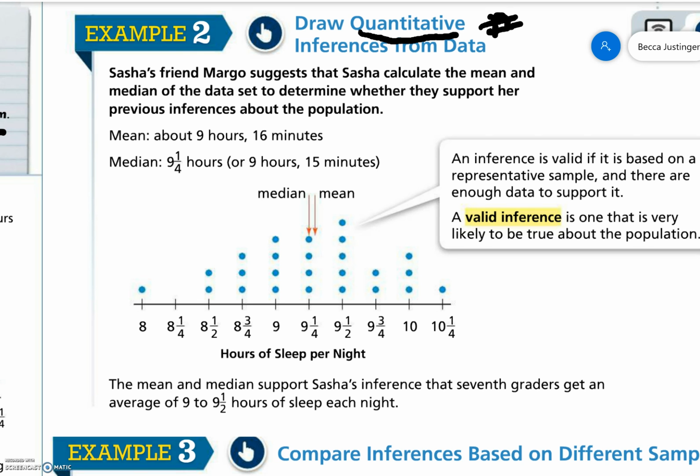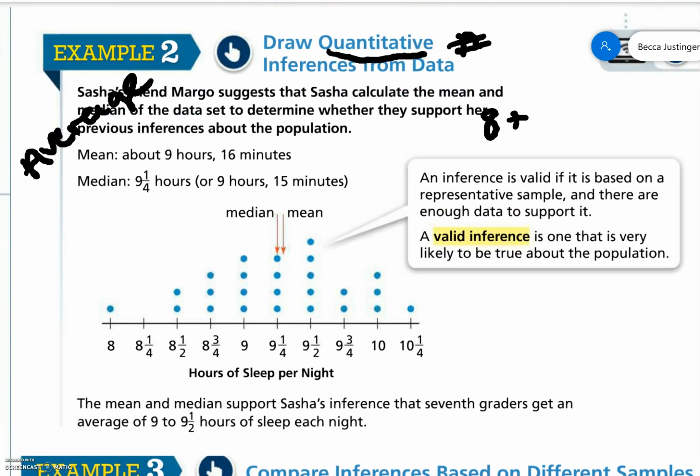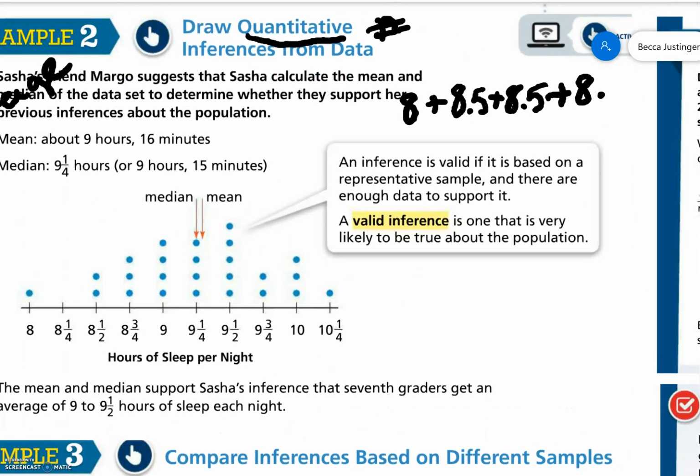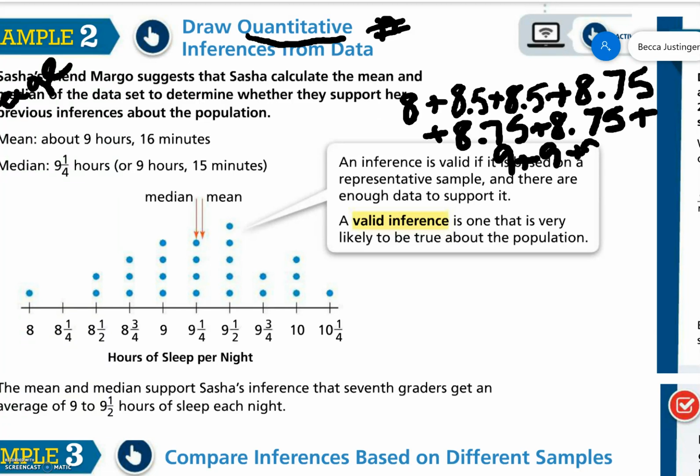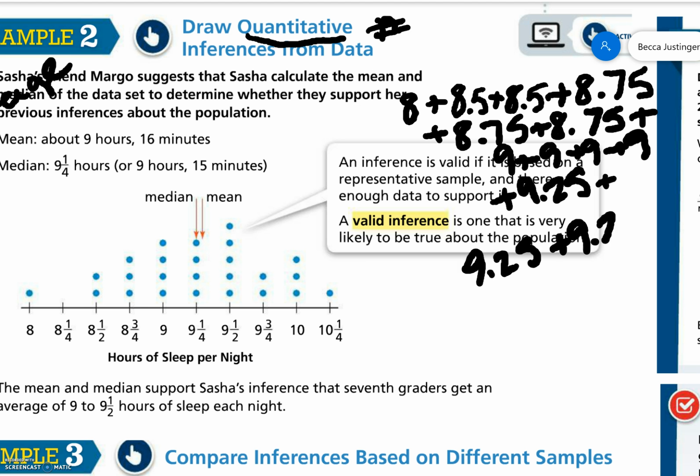of sleep each night. So remember, to find the mean, that's the average, you have to add them all up. So this would be 8, plus 8.5 plus 8.5, plus 8.75, plus 8.75, plus 8.75, plus 9, 9, 9, 9, and plus 9.25, plus 9.25, plus 9.25, plus 9.25, plus 9 3/4, 2 of them. Oh, I skipped 9 1/2. But you would get the point.